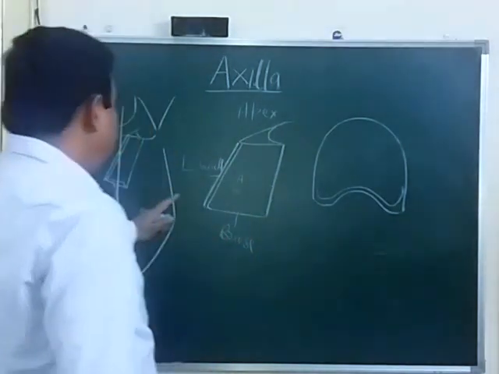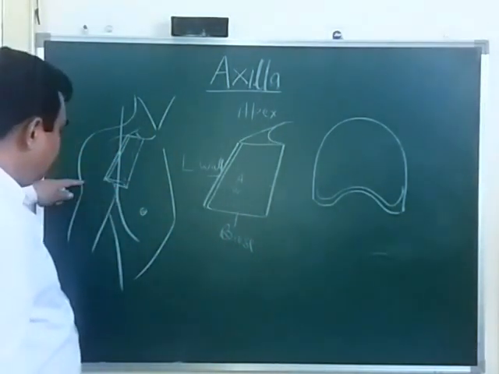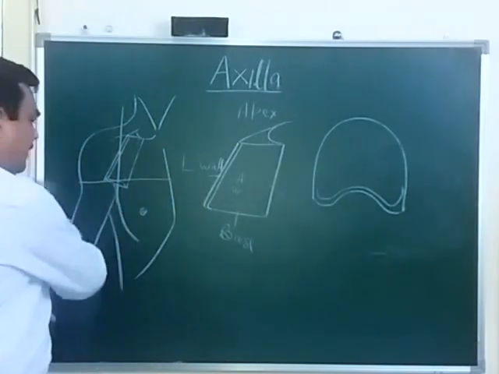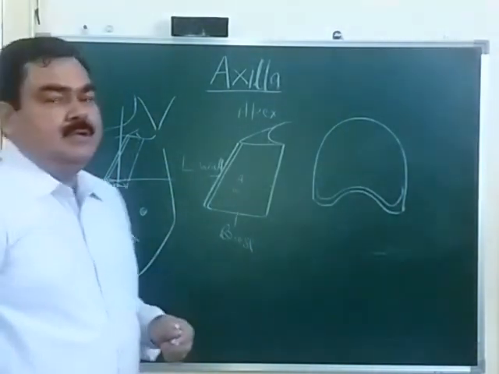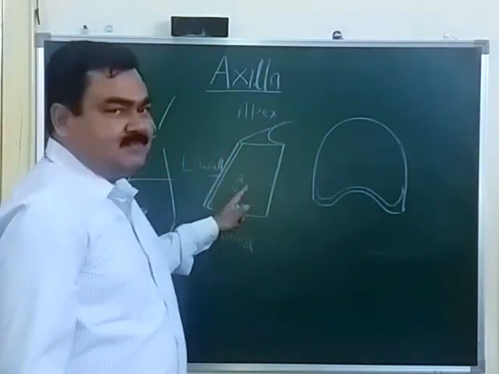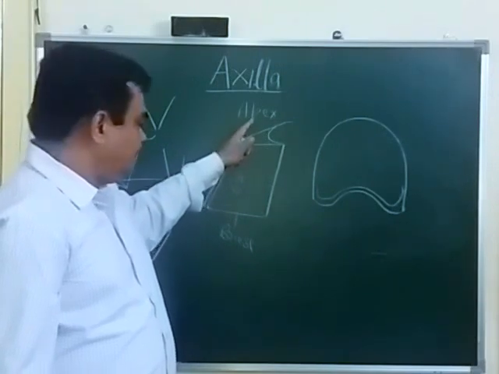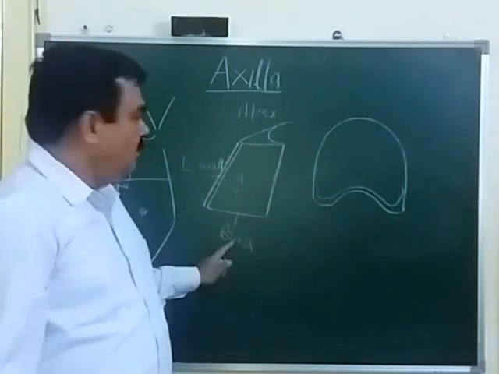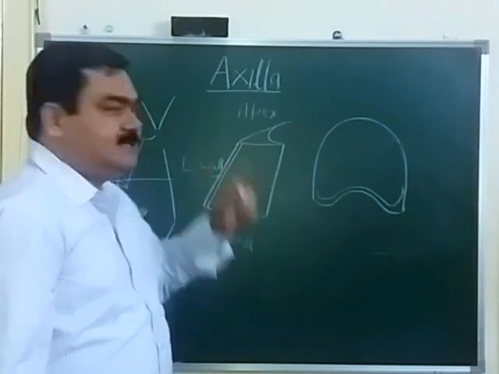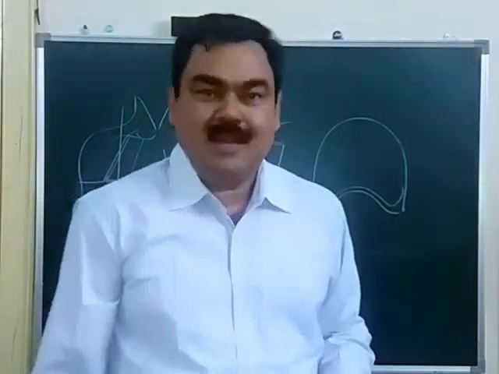If you see the transverse section at this level, if you cut a section from here and look, then you will find the boundary of the axilla, that is walls of the axilla. And we have discussed about the apex, base. Now we will discuss about the walls, anterior, posterior, medial and lateral walls.